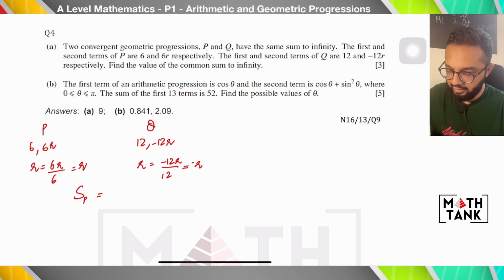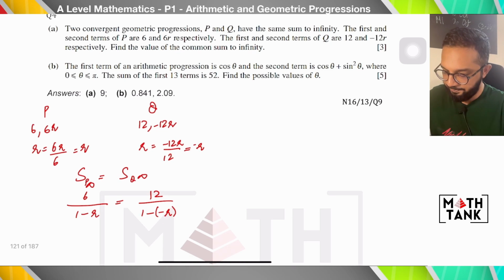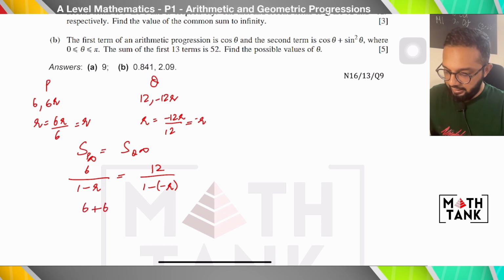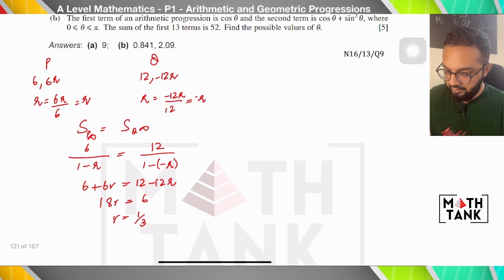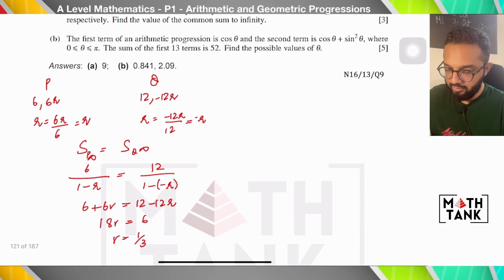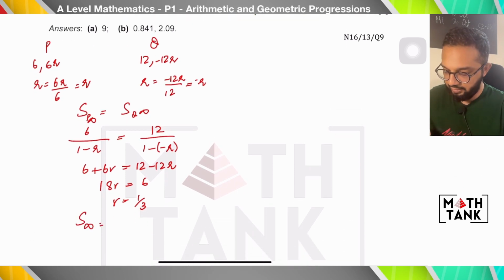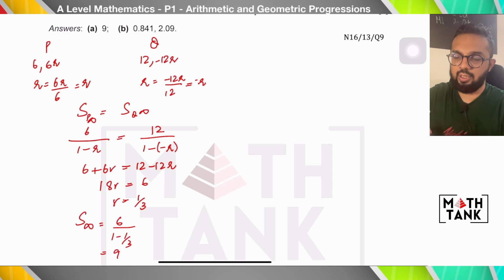So the sum to infinity of P is equal to the sum to infinity of Q. So I'm going to say that a over 1 minus r should be equal to a over 1 minus r. Its r is also negative, so there's a negative sign here as well. When I multiply this, I get 6 plus 6r equals 12 minus 12r, and that gives me 18r equals 6, r equals 1/3. That is the common ratio. It's not the value of the sum to infinity, so the sum to infinity is going to be 6 over 1 minus 1/3, and that should give you 9 if I am correct. 6 divided by 2 over 3. Yeah.